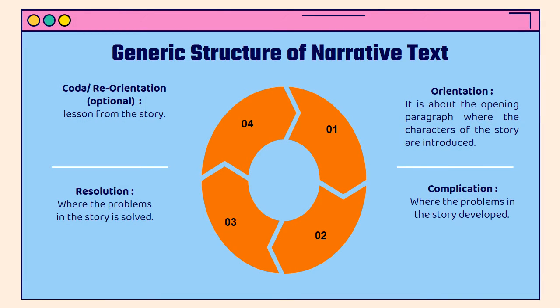Generic structure of narrative text. The generic structure of narrative text has four parts. The first is orientation. It is the opening paragraph where the characters of the story are introduced. The second is complication, where the problem in the story develops. The third is resolution, where the problem in the story is solved. And the fourth is coda or reorientation. It is about the lesson from the story.